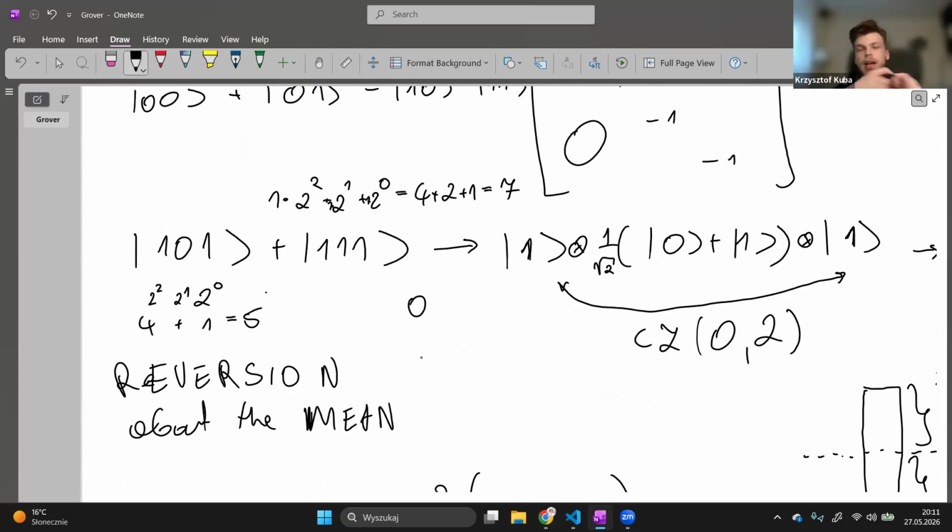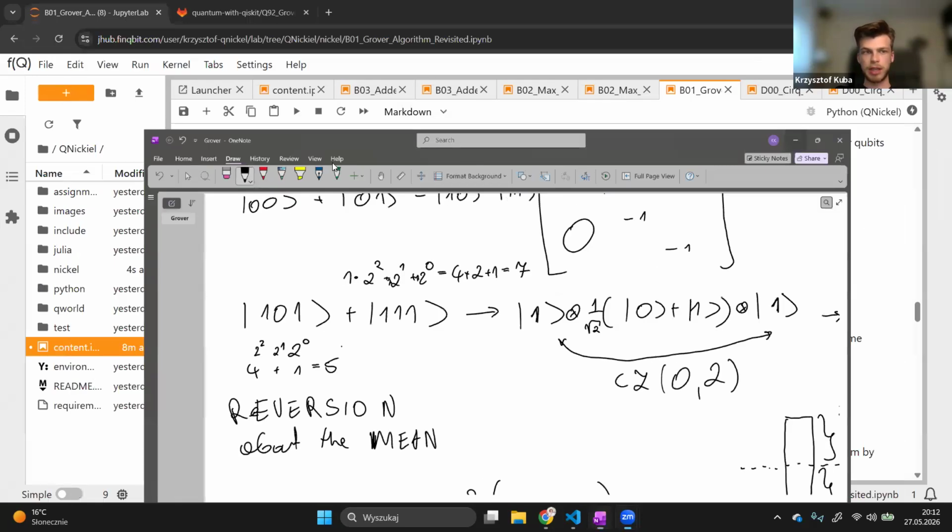Depending on what problem you're trying to solve, sometimes it's more convenient to use the binary representation, and sometimes it's more convenient to use an integer representation. And tomorrow we will do other numbers.